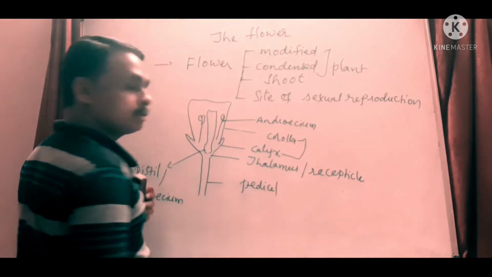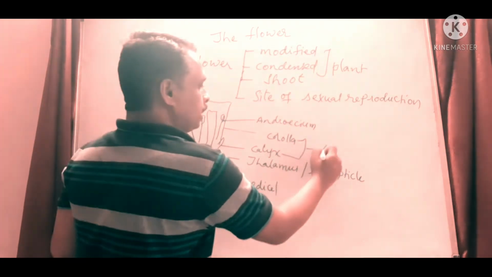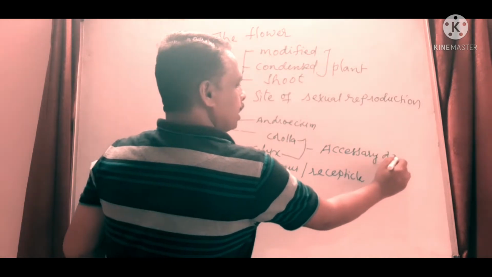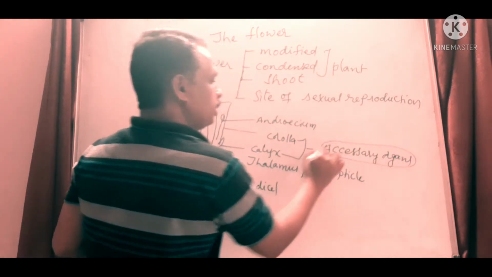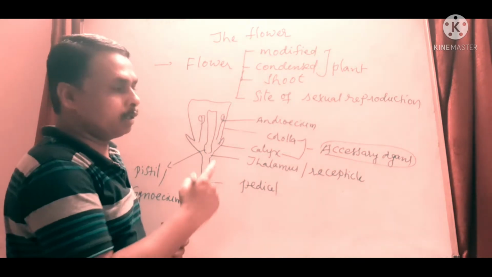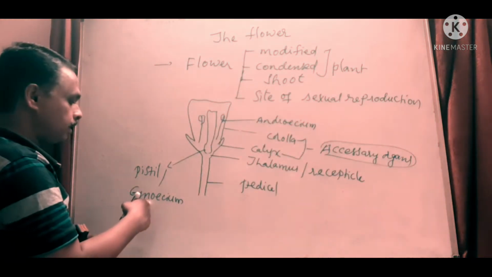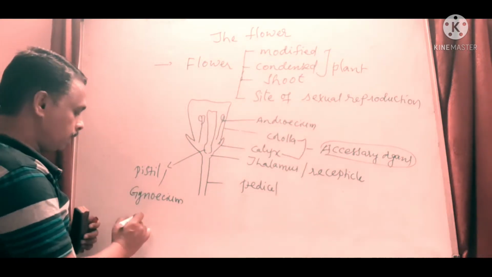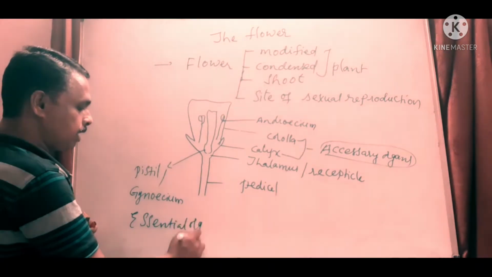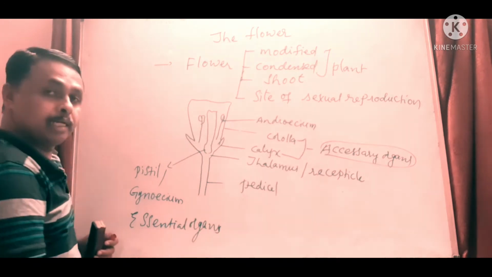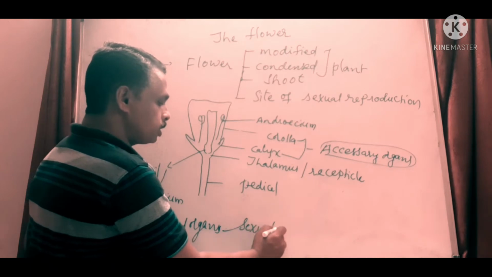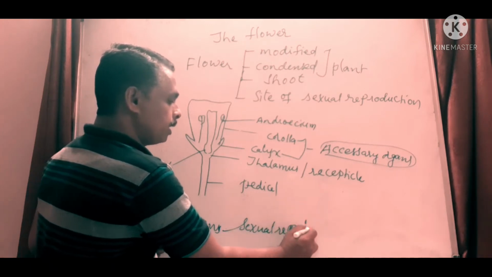Calyx and corolla together are called accessory organs of a flower, because they provide protection and support to the flower. Whereas androecium and gynoecium or pistil are called essential organs of a flower, because these are directly involved in sexual reproduction.